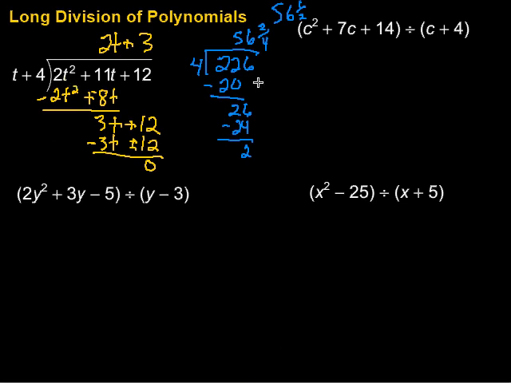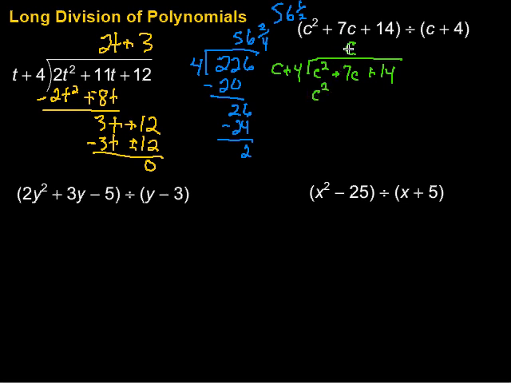On this one, they didn't write it like that for us, so we've got to start there. Remember that this first term is what goes inside our division here, so it's c squared plus 7c plus 14. Then outside we have the c plus 4. Okay, again remember, I'm going to look, what do I have to multiply this by to get that first term right there? Well, I have to multiply it by a c. So I'm going to put a c up there.